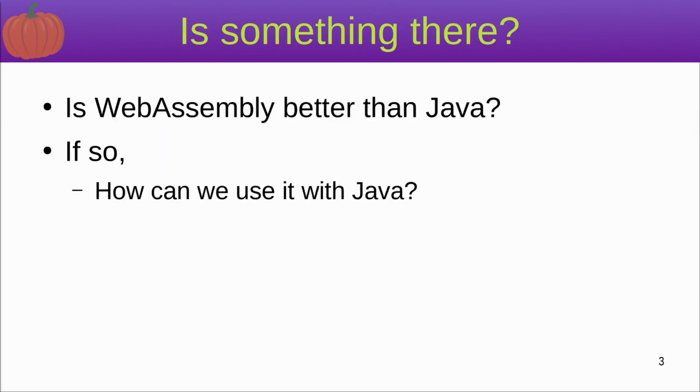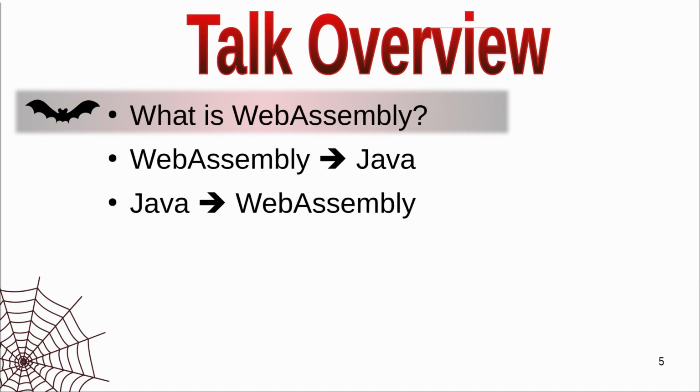So what I want to do during the rest of the talk is to look at whether WebAssembly is better than Java. And if there are ways in which it's better than Java, how can we make use of WebAssembly with Java so we can take advantage of these features? I'll talk a bit about what WebAssembly is. Then I'll talk about different ways of mixing WebAssembly and Java. So I'll talk about using WebAssembly from Java, and then I'll talk about compiling Java to WebAssembly.